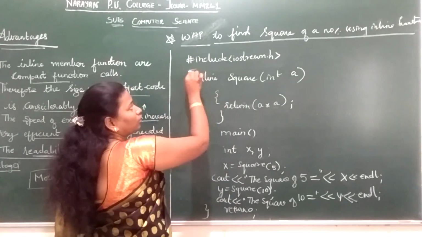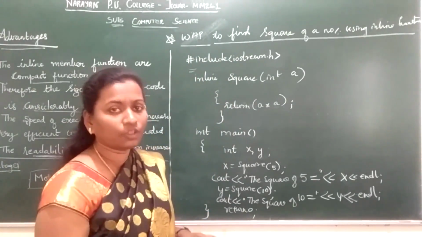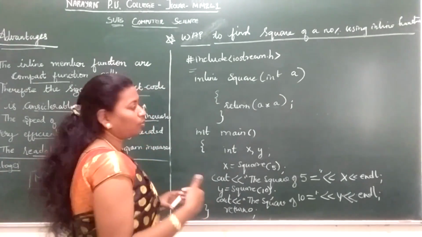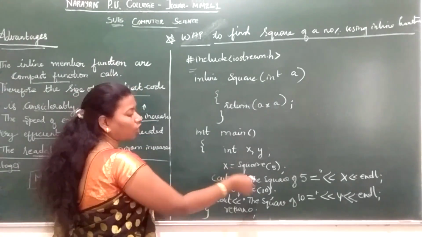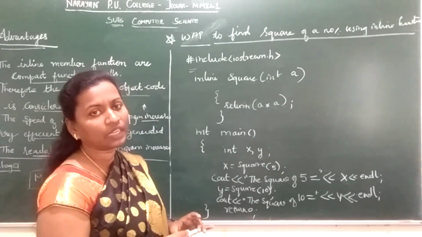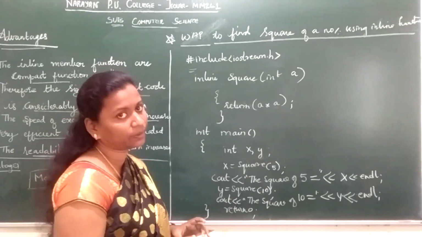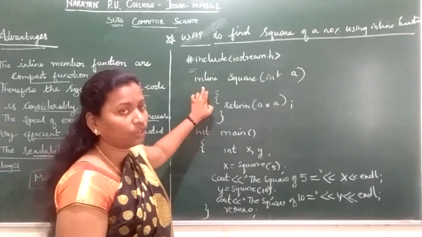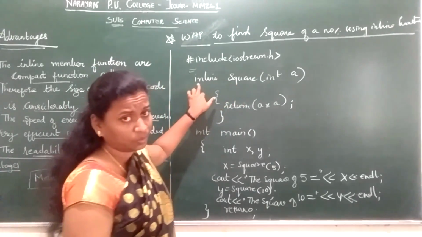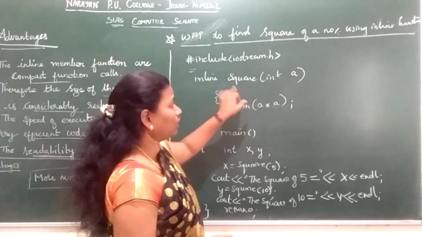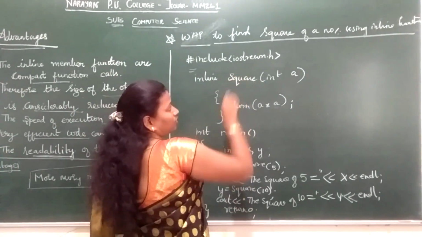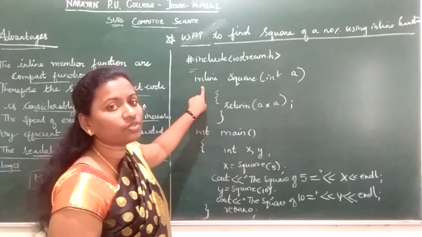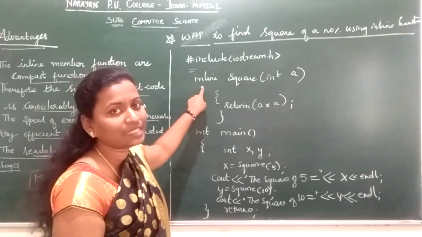First you need to include the header files. After that you need to define the inline function body. Before writing the main function, before calling the inline function, the definition of the inline function has to be clearly defined. I have the keyword inline. When I was talking about the features, I told you before your function name you should write the keyword inline. So what is my function here? Square is my inline function. How will I know it is an inline function? There is a keyword prefixed before the function name, that is inline.